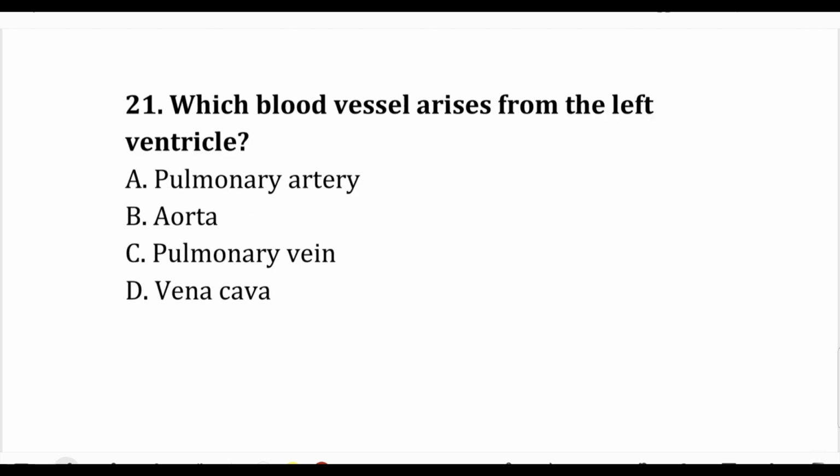Question number 21. Which blood vessel arises from the left ventricle? A. Pulmonary artery, B. Aorta, C. Pulmonary vein, D. Vena cava. Here, from the left ventricle, the answer is aorta. The aorta arises from the left ventricle and carries oxygenated blood to all parts of the body.